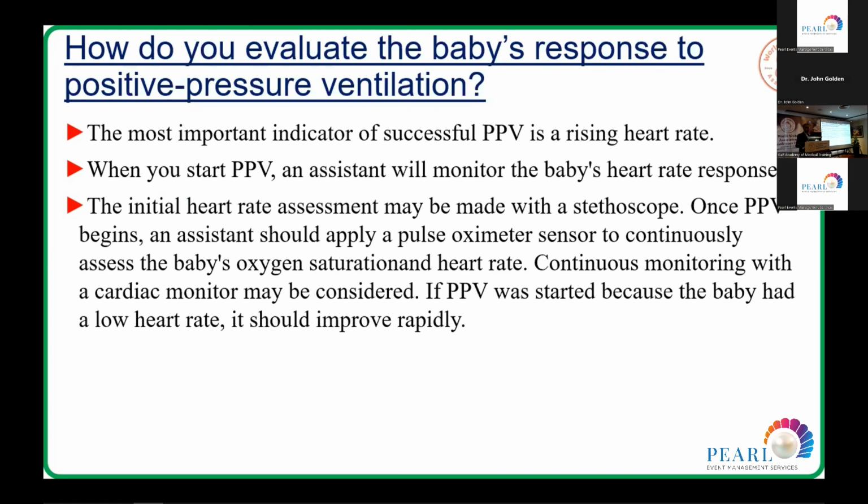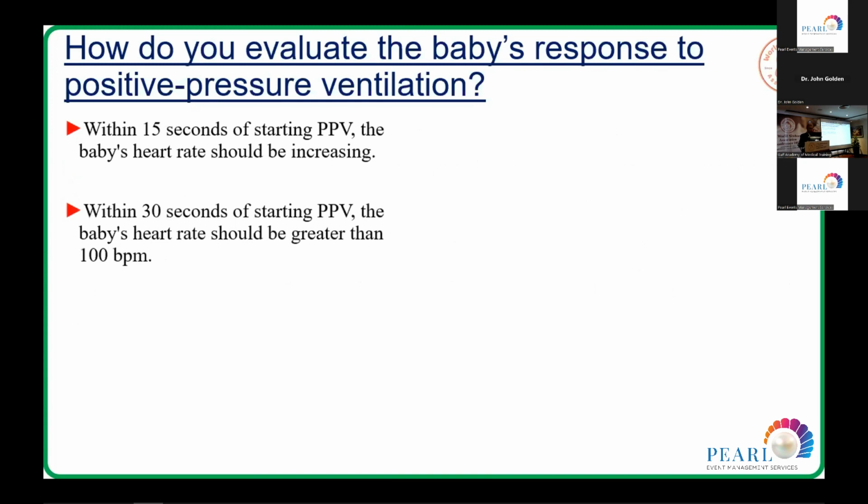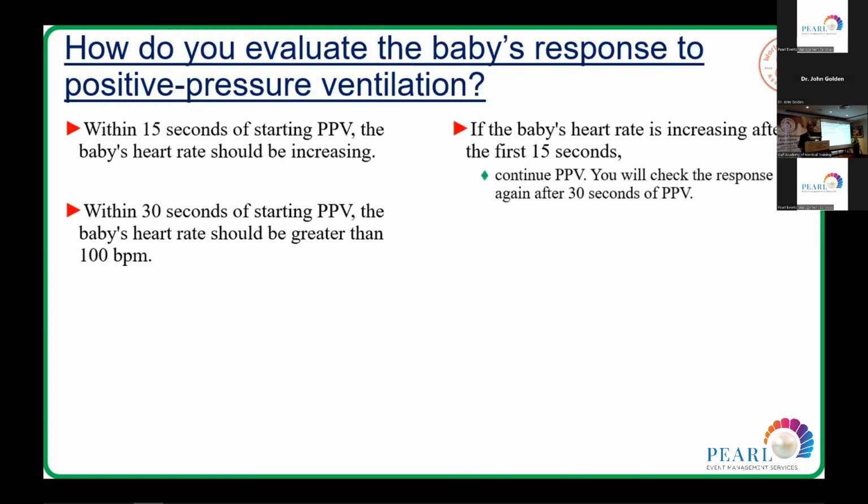If PPV has started because of the baby's low heart rate, it should improve rapidly. Within 15 seconds of starting PPV, the baby's heart rate should be increasing. Within 30 seconds of starting PPV, the baby's heart rate should be greater than 100 beats per minute. If the heart rate is increasing after the first 15 seconds of continuous PPV, you will check the response again after 30 seconds of PPV.